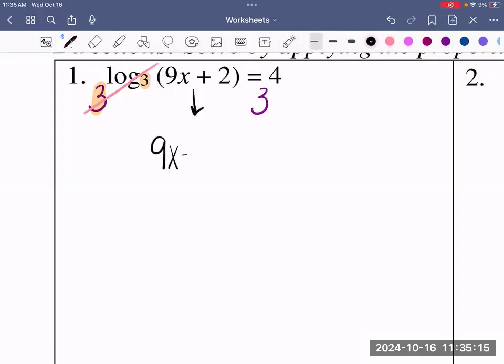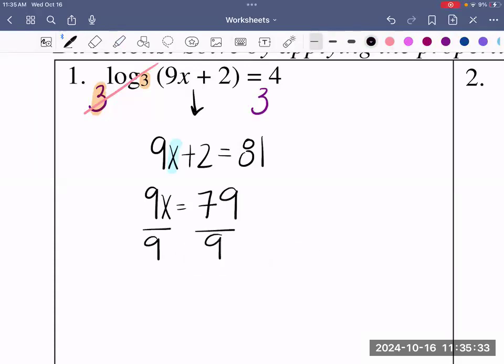We have 9x plus 2 is now equal to 3 to the 4th, which is equal to 81. Then we can go ahead and solve for x as you normally would with any sort of linear equation. So that just means subtracting 2 to the other side, so you're left with 79. Divide by 9. x is equal to 79 over 9.